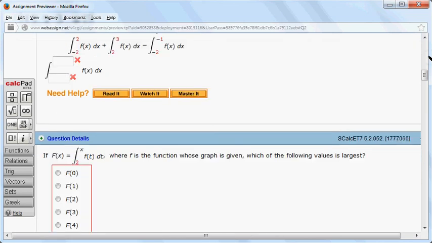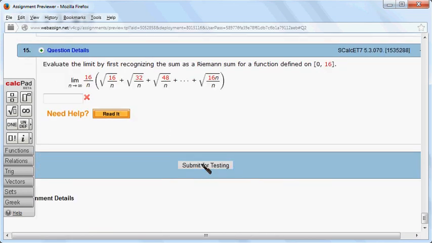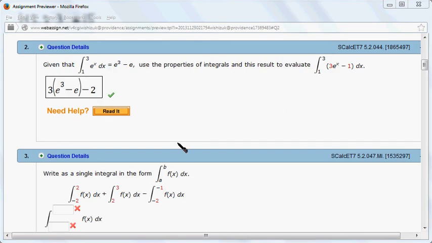So let's check the answer. Looks like we got this one correctly. That's it. I hope this was clear.